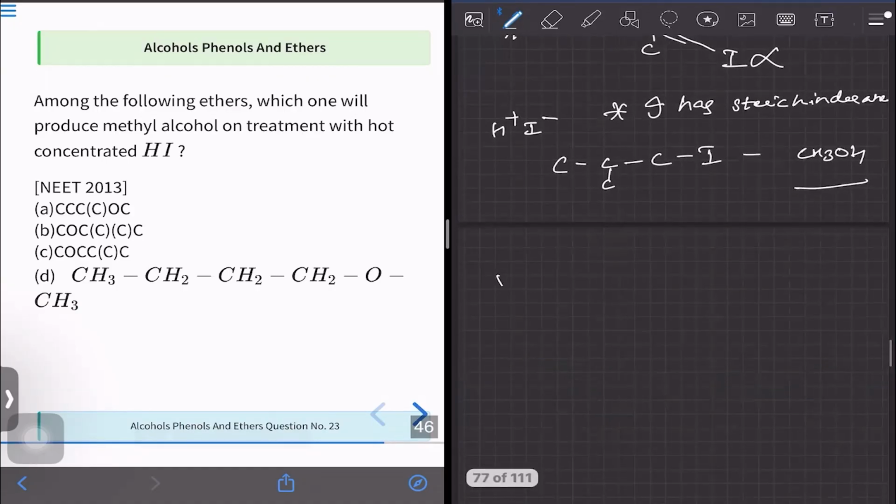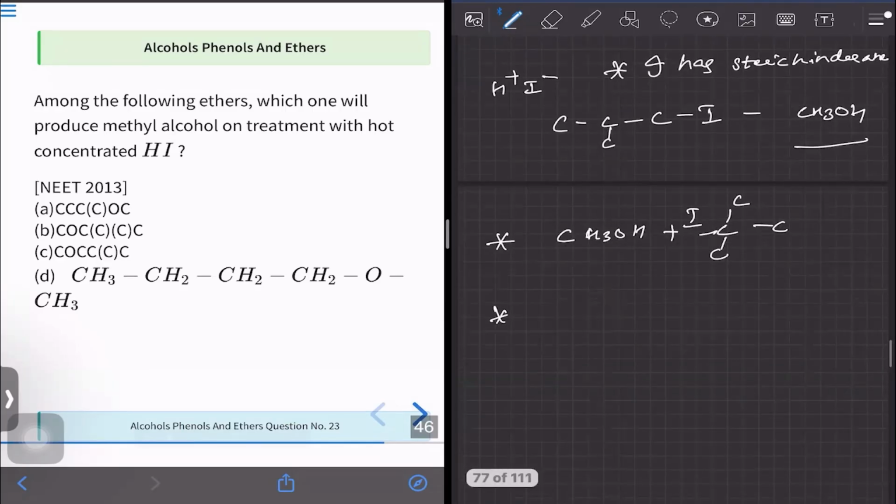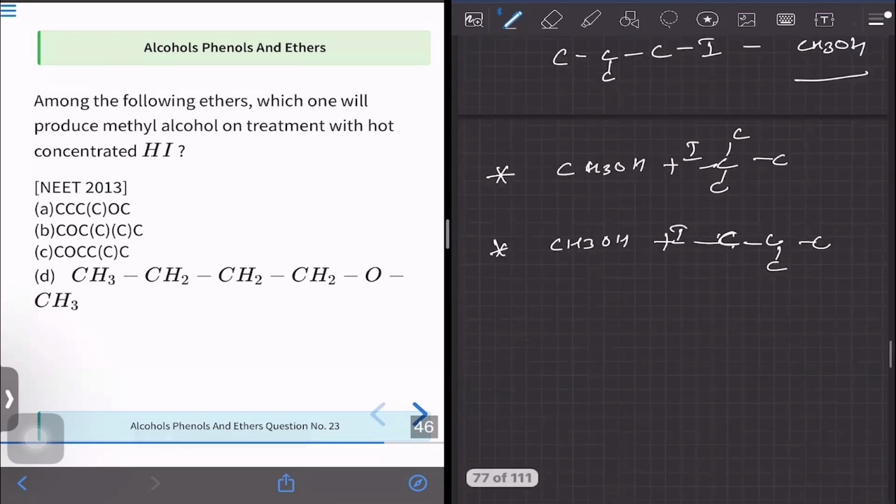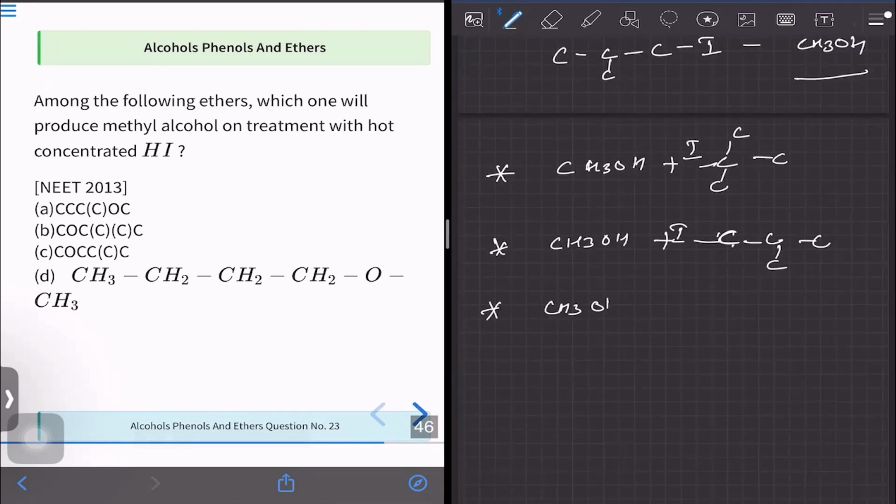In the second, whenever it forms, that is CH3OH and C, C, C and iodine, it also has steric hindrance. Then it is CH3OH plus CH3OH, C, C, C, C. It is primary iodine. Next is CH3OH along with CH3, CH2, CH2, CH2, there are three CH2 and iodine.